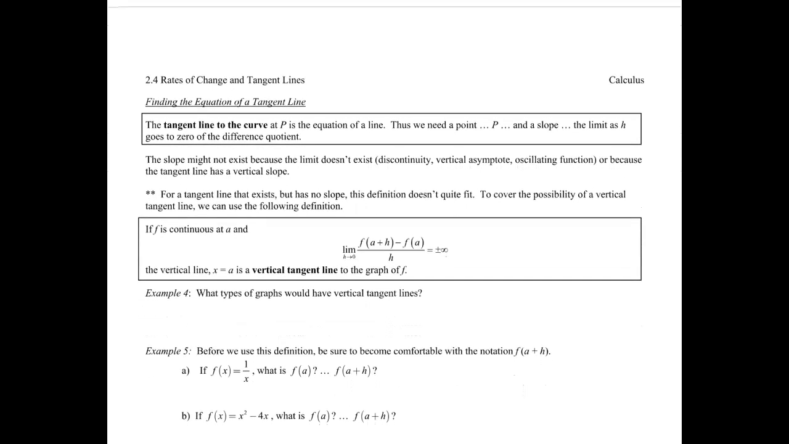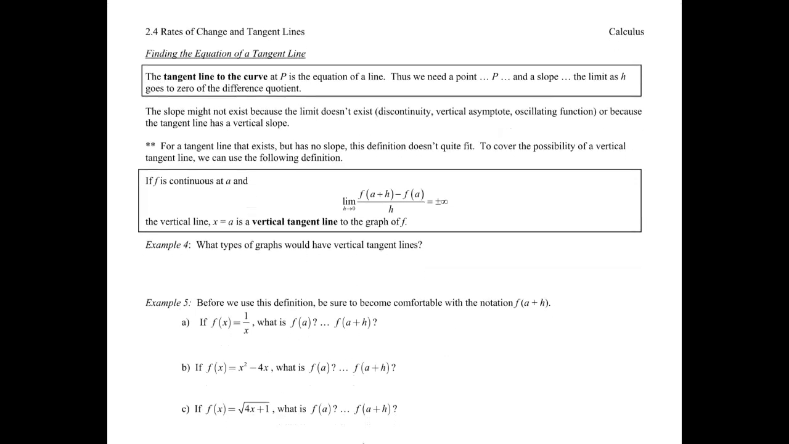Alright, so finding an equation of a tangent line, we need to find point P and a slope. As the limit as h goes to 0 of the difference quotient, the slope might not exist because the limit doesn't exist: discontinuities, vertical asymptotes, oscillating functions, or because the tangent line has a vertical slope, which is a fun trip. So for a tangent line that exists but has no slope, the definition doesn't quite fit.